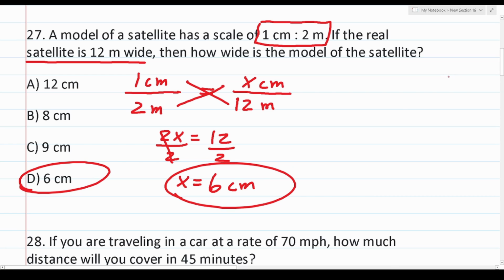Okay, so that's that one. I will say this, on the ASVAB, you're going to have to use proportions at least 3 or 4 times. So be prepared to use those during the test.